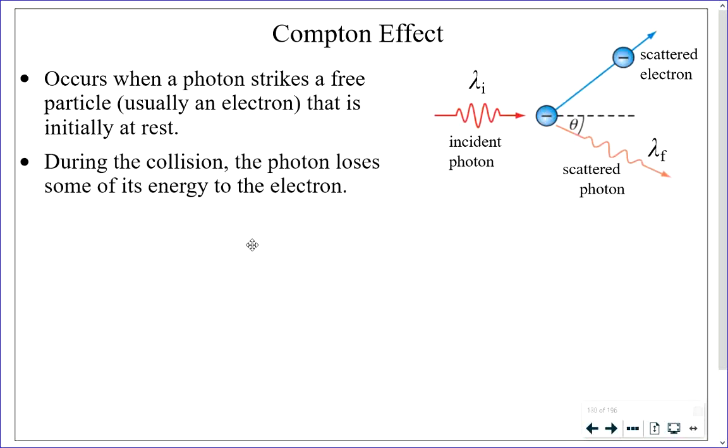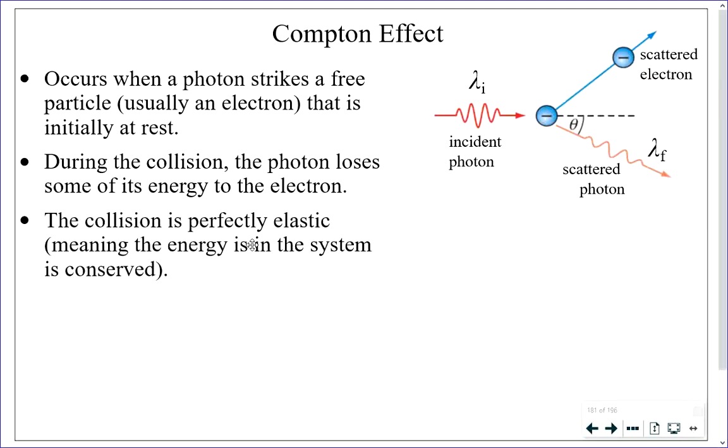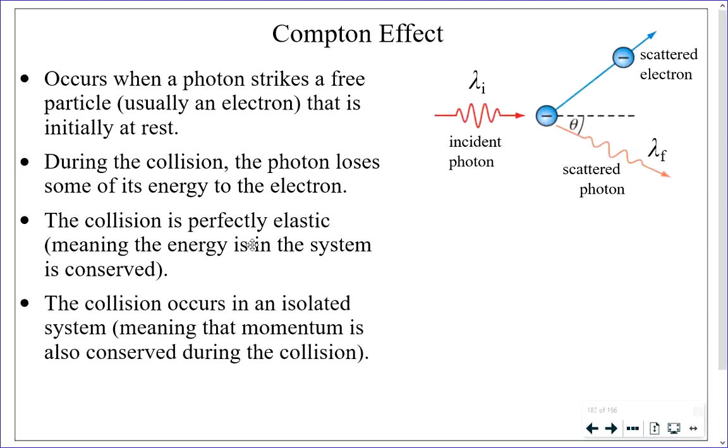During the collision, the photon will give some of its energy to the electron, but the collision will be perfectly elastic. There's no heat produced here, so the energy of the incident photon has to be exactly equal to the energy of the scattered photon plus the kinetic energy of the scattered electron. It's perfectly elastic. It turns out that it's occurring in an isolated system, which means this collision is also one in which momentum is conserved.